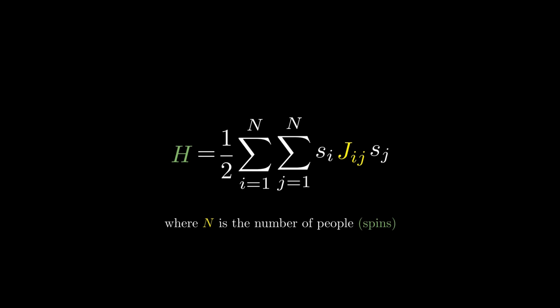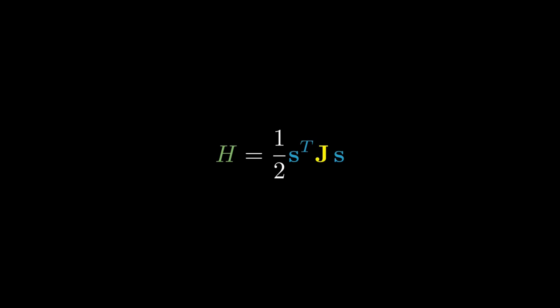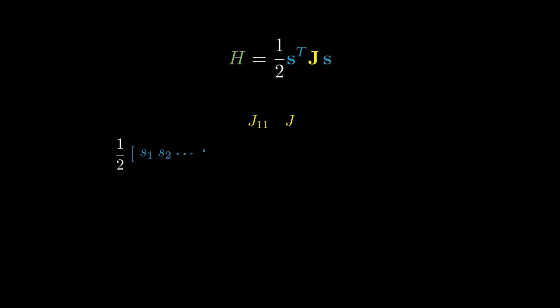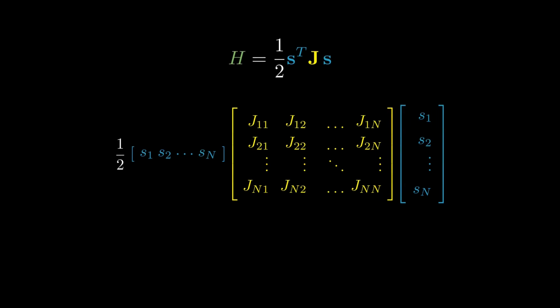Instead of summing over only the unique pairs where i is less than j, we can sum over all i and all j, as long as we multiply the whole thing by 1/2 to avoid double counting each relationship. And for those of you familiar with linear algebra, you might recognize this structure. This entire expression is simply 1/2 times the vector of spins S transposed, times the matrix of tensions J, times the vector S. This is what that compact formula actually represents, a neat, clean way to capture all the pairwise interactions in the entire system.